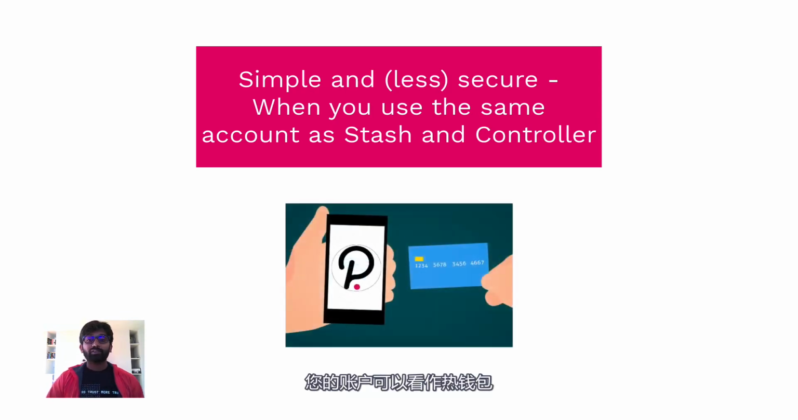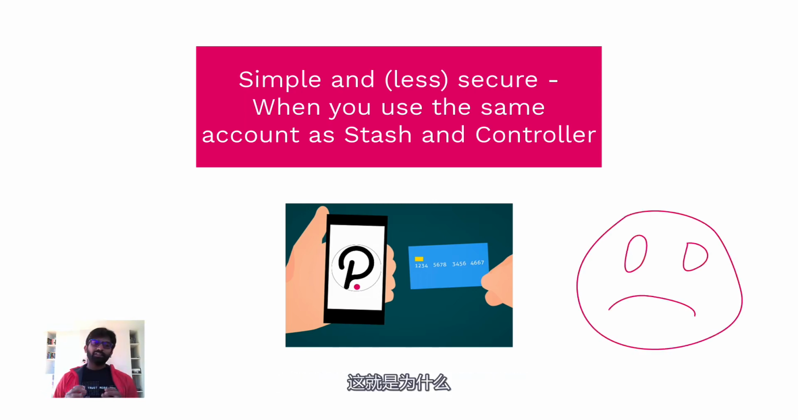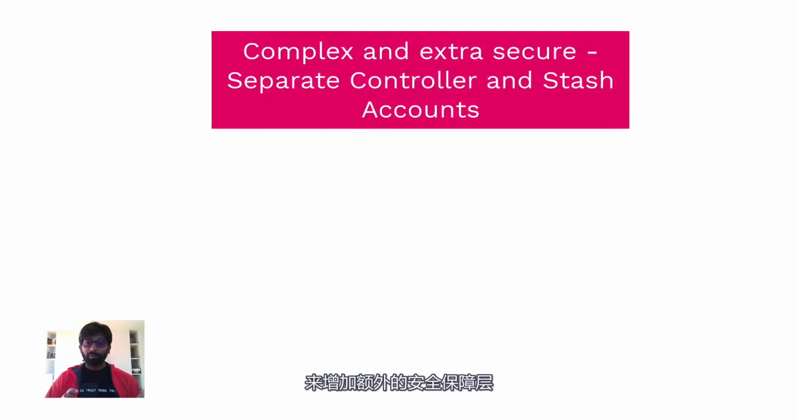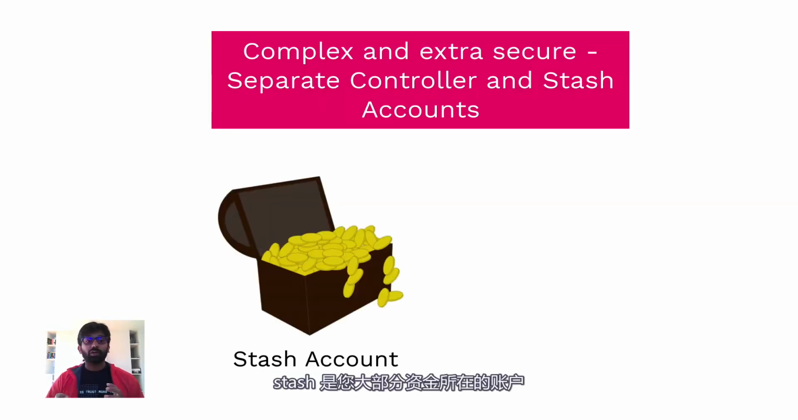Your account is considered to be on a hot wallet because it is made available for network transactions all the time. If the password of this account is compromised, then all of your funds are at risk. That's why I'll take some more time explaining how you can add an extra layer of security by having separate controller and stash accounts. Stash account is where most of your funds are, and you should preferably have this account on a cold wallet, which is not frequently exposed to the network.